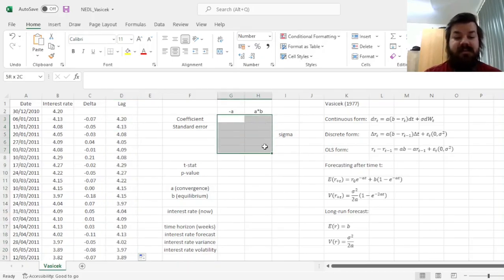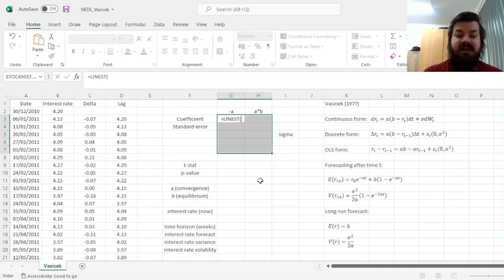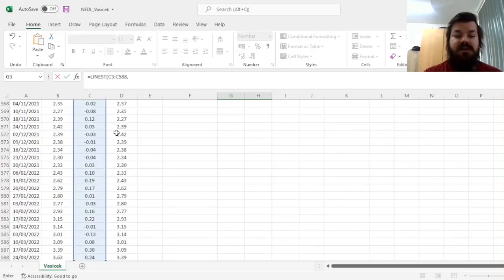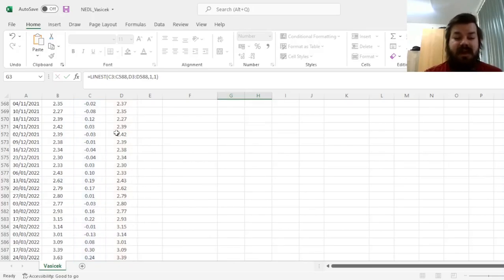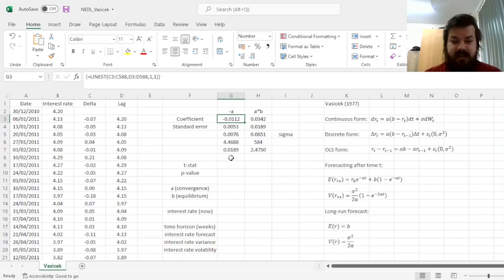So here we can select a 5x2 cell range and enforce the LINEST function, regressing the deltas of the interest rate onto the lag of the interest rate. And we obviously need the constant, as that would be the estimator of the AB product. And we'll need the additional statistics to test for significance, as well as to naturally get the standard error, which would be relevant for our forecasting and interpretation. We can enforce this formula using Shift Control Enter and interpret the coefficients that we get.